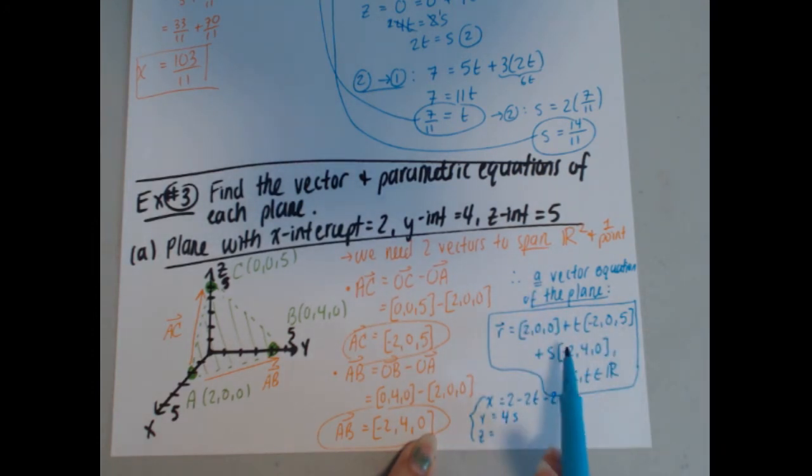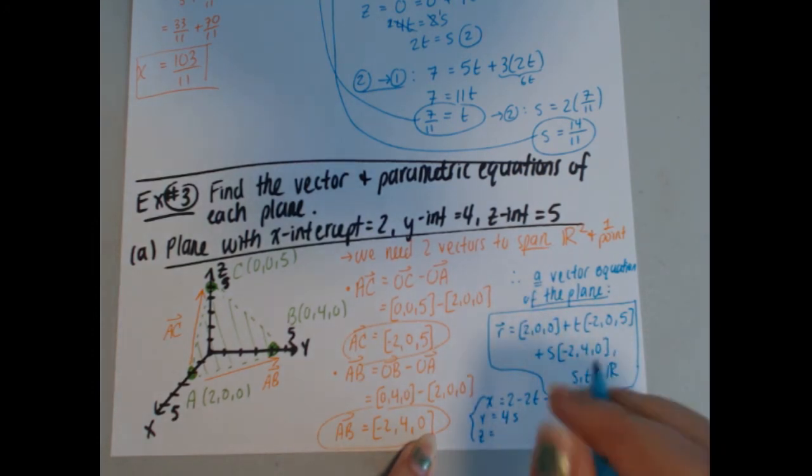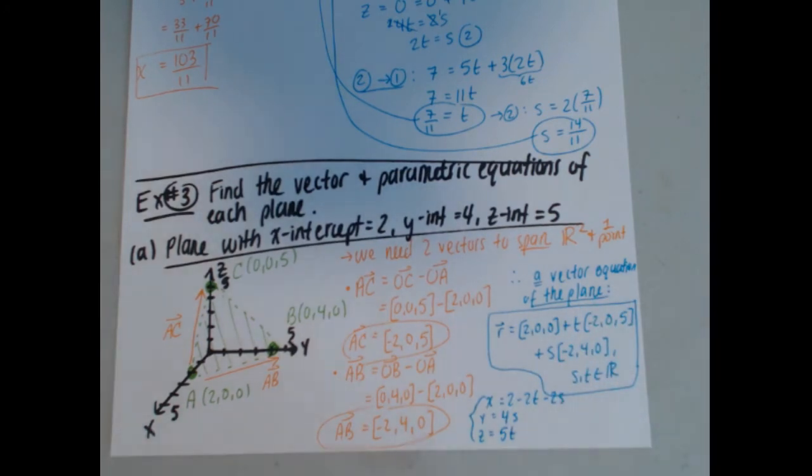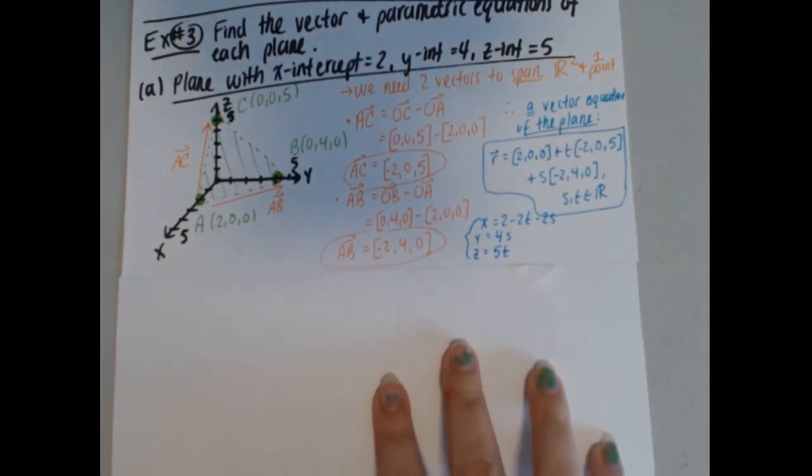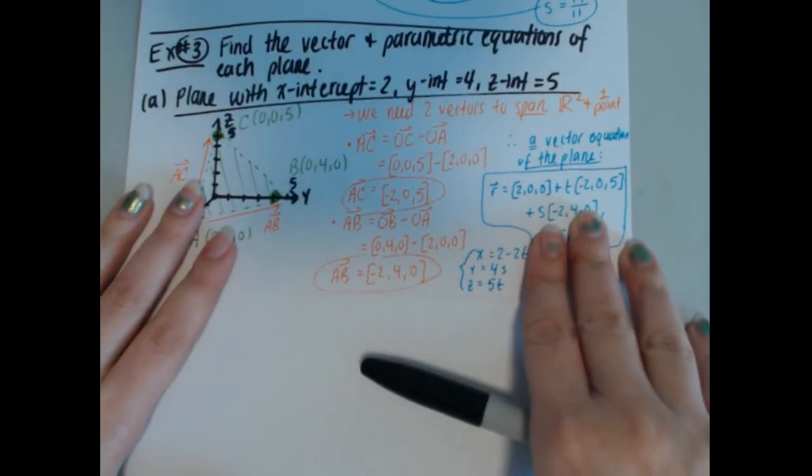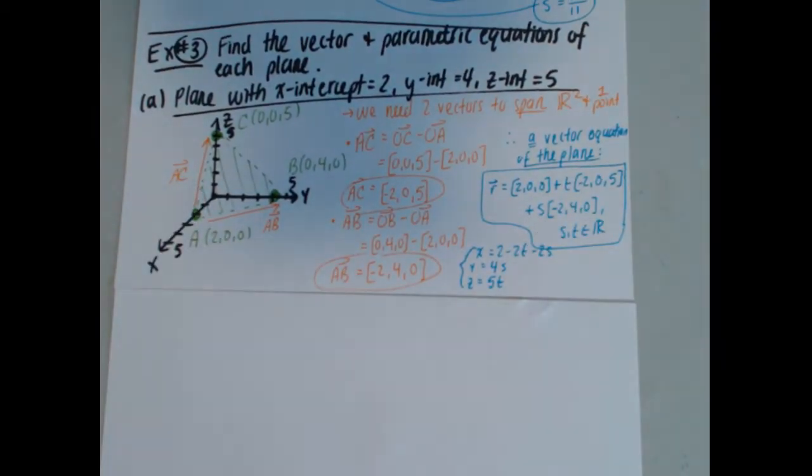And then for z, you're looking at 5t. And that's it. You've got the vector equation. All right, we are almost done. We just have part B to this problem, and that will conclude 8.2. So last piece, again, we're going to have to find the vector and parametric equations of the plane.